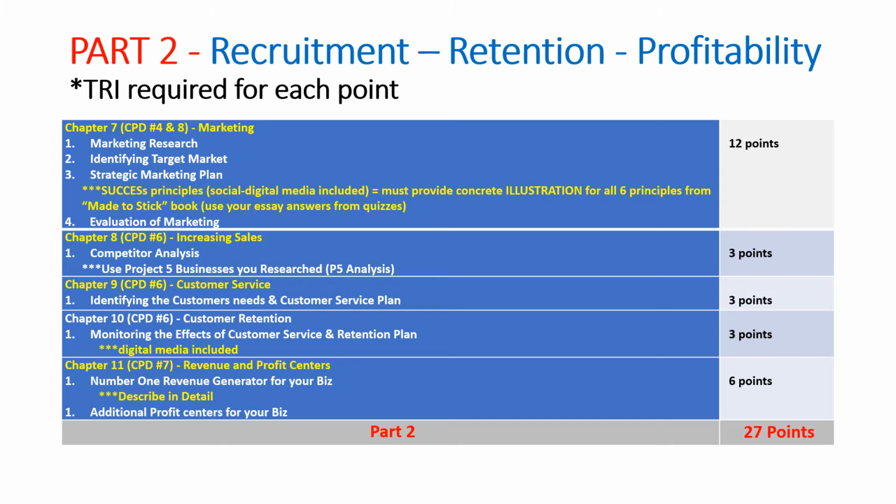That's revenue and profit centers. What I want you to do is 2 pieces. Make sure you give me TRI for your number 1 revenue generator. I call this the cash cow. That's just a hefty hillbilly term. But what is the one that's going to generate the most money, the most consistently for your business? Describe that in detail. And then secondly, TRI for additional profit centers you'll do for your business also. Part 2 then, 27 points.